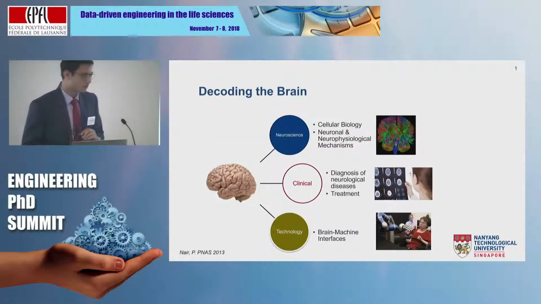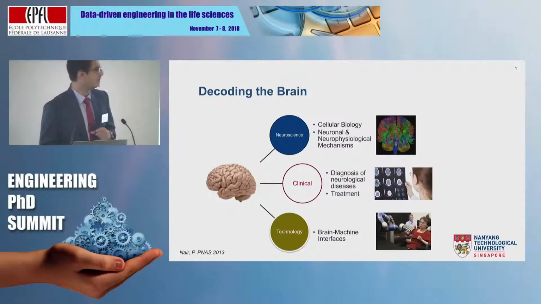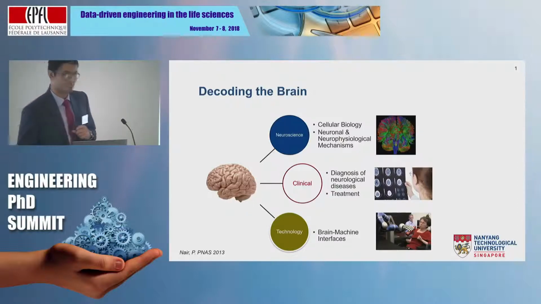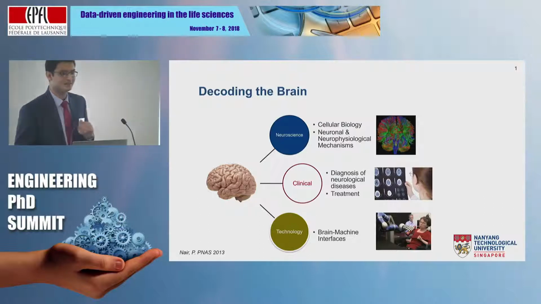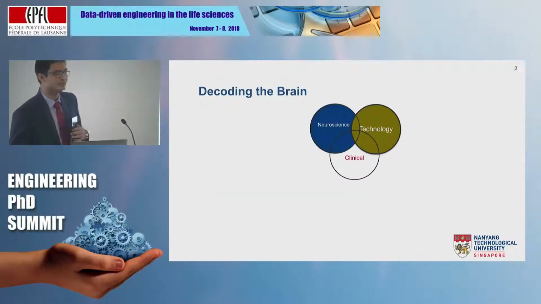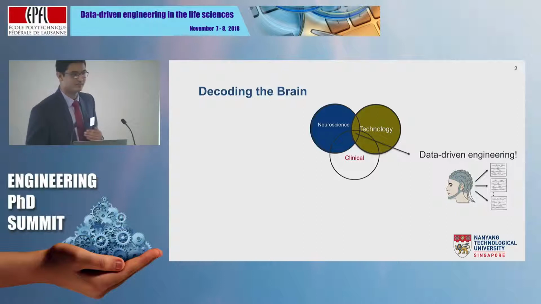Right. So I would like to set the stage for my presentation by highlighting that there are mainly three different types of communities which study the brain. Those which compose of neuroscientists, clinicians, and engineers, each of them studying the brain from a different perspective, right? Because the brain is so incredibly complex. So one of the key motivations for me as a researcher is to try and bridge the gap between these three different communities. And I guess the best way to do that is with the help of data-driven engineering.